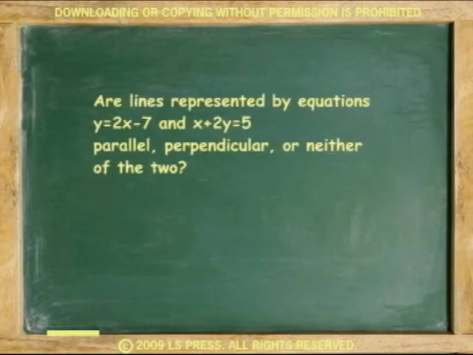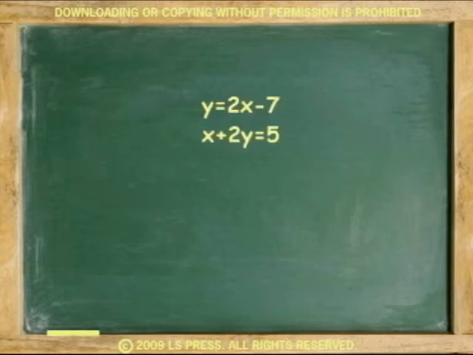For example, are the lines represented by the equations y = 2x - 7 and x + 2y = 5 parallel, perpendicular, or neither of the two? By looking at the first equation, we can identify the slope as the coefficient of x. Therefore, the slope of the first equation, y = 2x - 7, is 2.